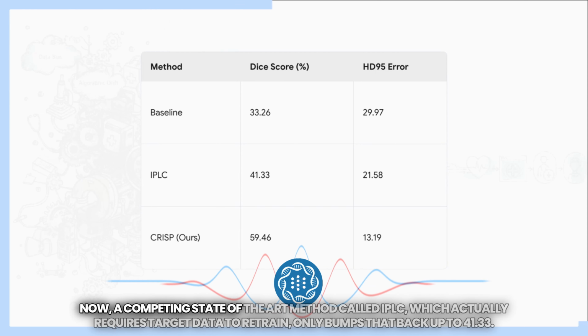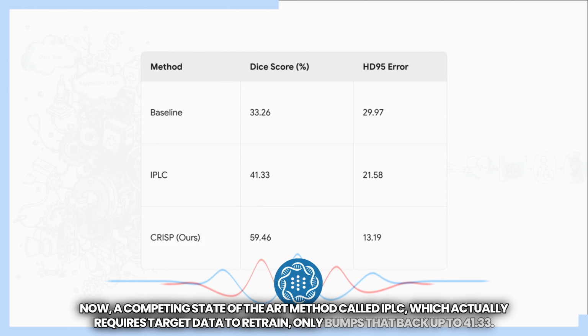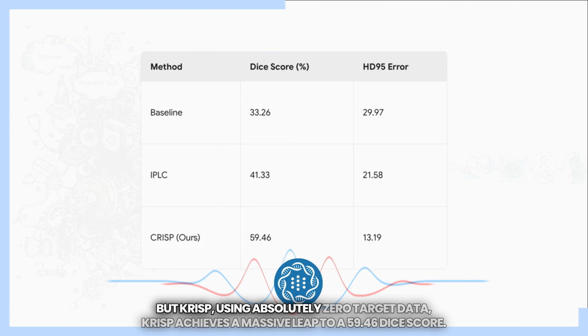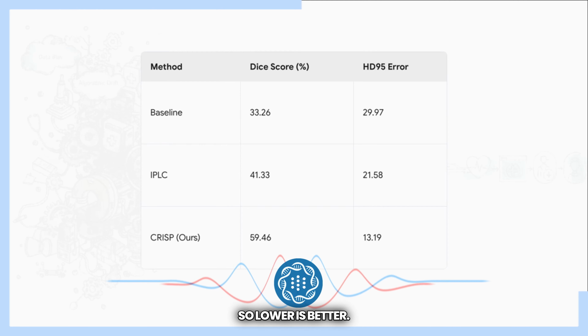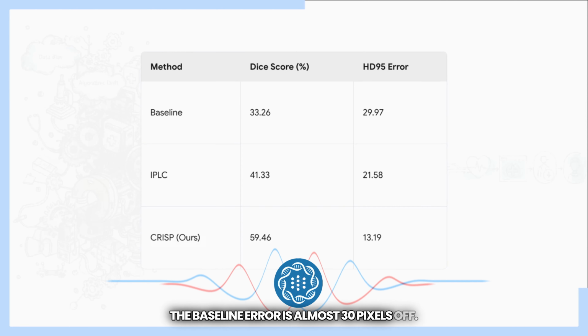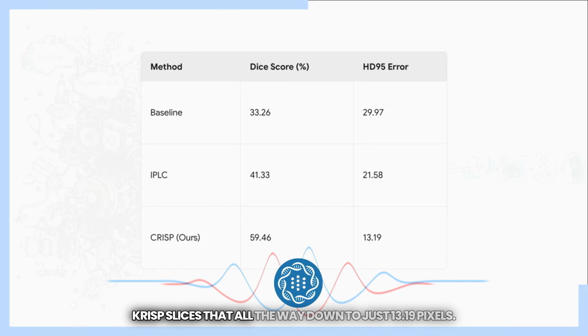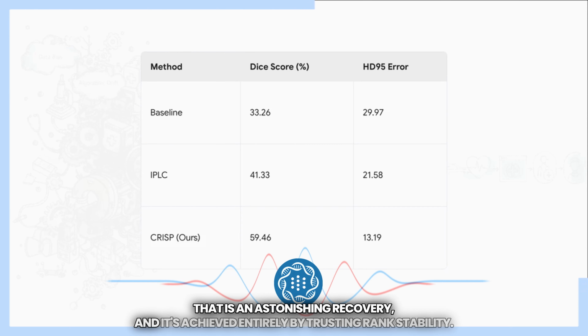Now, a competing state-of-the-art method called IPLC, which actually requires target data to retrain, only bumps that back up to 41.33. But CRISP? Using absolutely zero target data, CRISP achieves a massive leap to a 59.46 DICE score. And look at the HD95 metric on the right. That measures boundary error distance, so lower is better. The baseline error is almost 30 pixels off. CRISP slices that all the way down to just 13.19 pixels. That is an astonishing recovery, and it's achieved entirely by trusting rank stability.